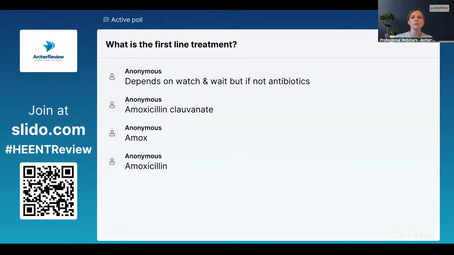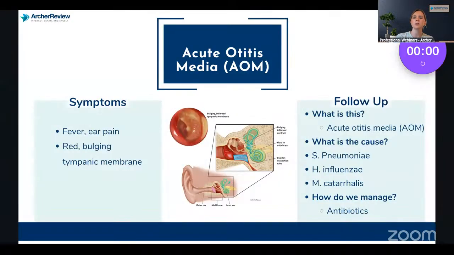So you guys are awesome. In adults, Augmentin is the first line treatment. In kids, you can do high dose amoxicillin. If it is an allergy, looking at a cephalosporin or doxycycline. Let me go back to our poll.